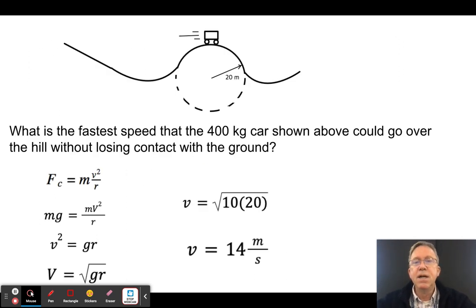Last one, I promise. What about these ones? The College Board does like these. They're kind of fun. So when you go over a bump like this, you go over the top.